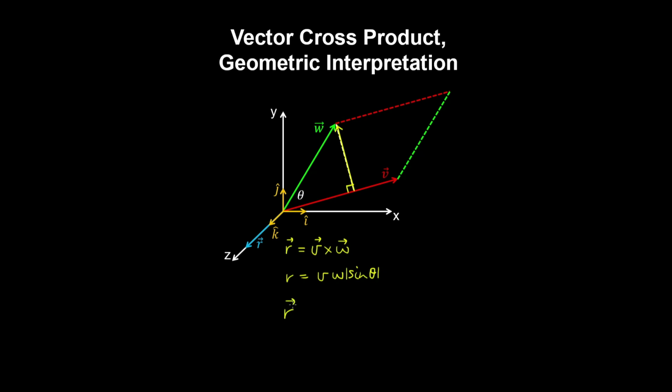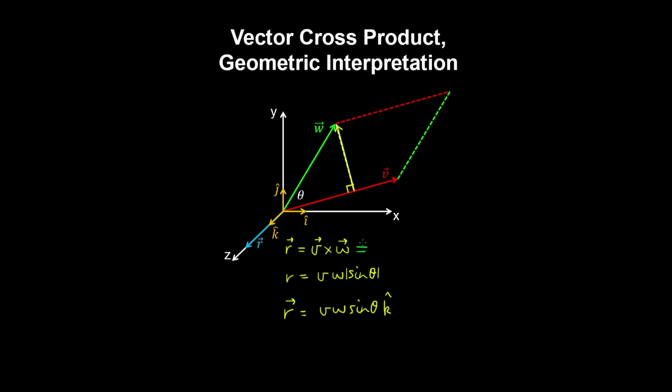And the direction of this vector is equal to the product of the magnitude, but this time we remove the absolute value sign because the direction of the resulting vector is determined by sine theta. And the direction of vector r is perpendicular to both vectors v and w. So where v and w have components in the xy plane, the direction of r is along the z-axis, as indicated by the unit vector k.